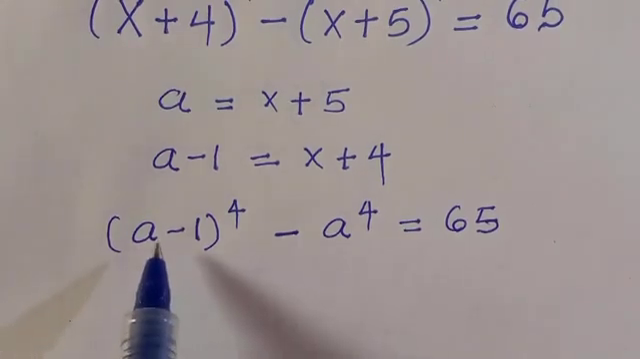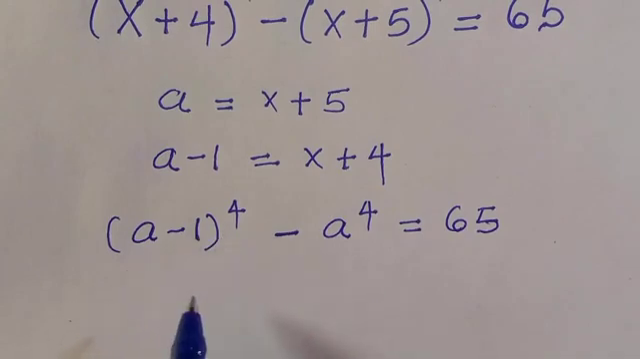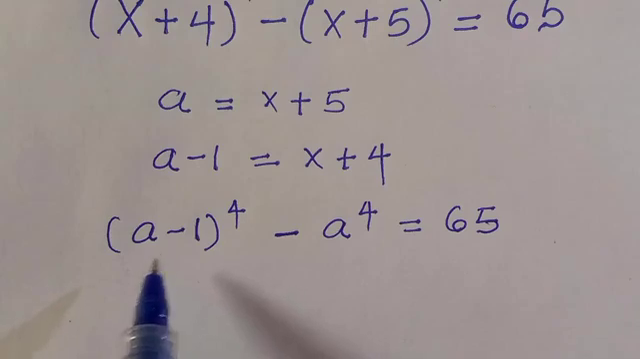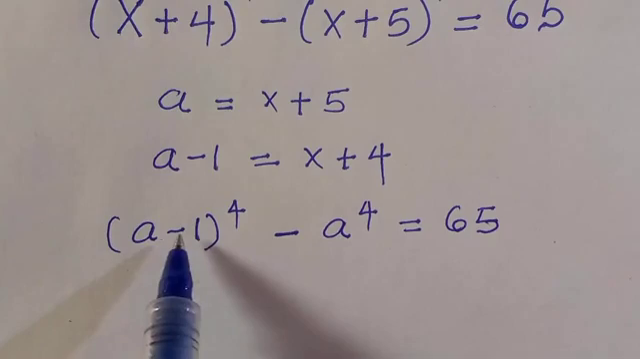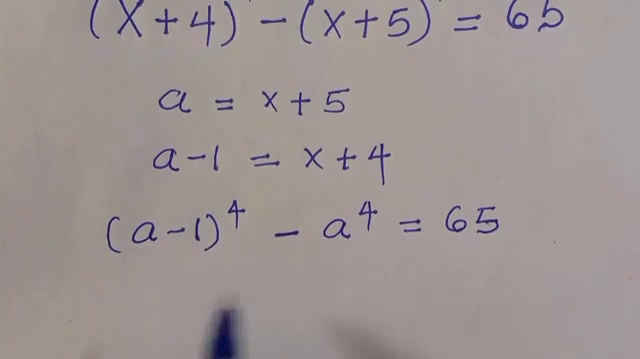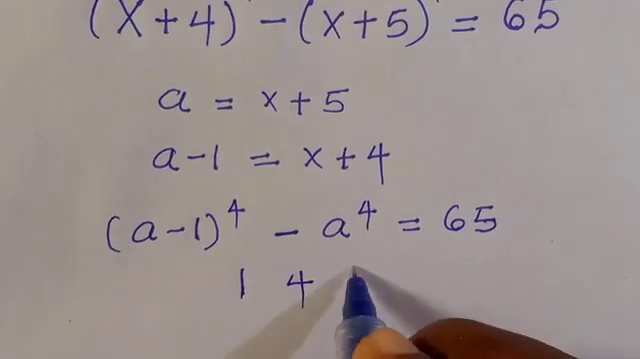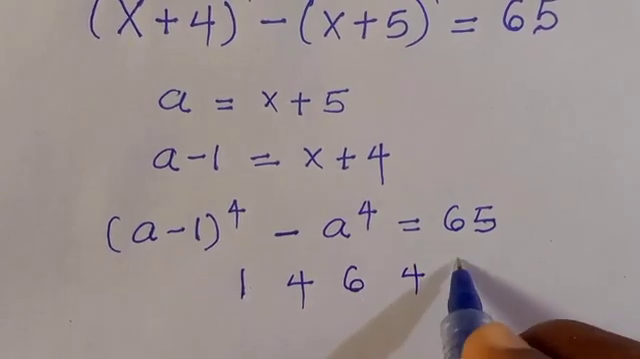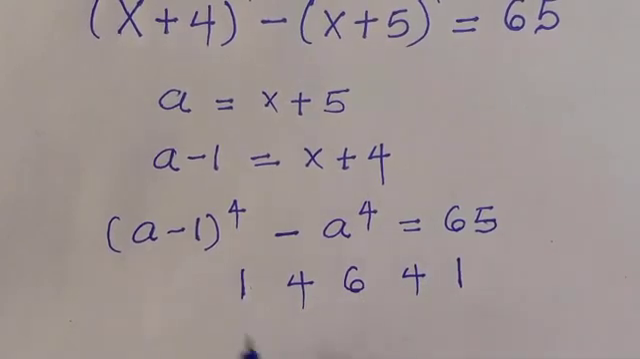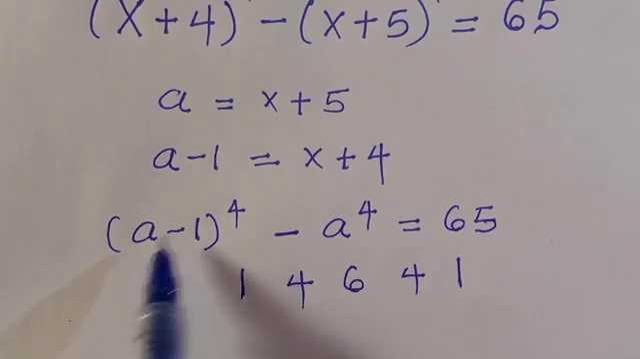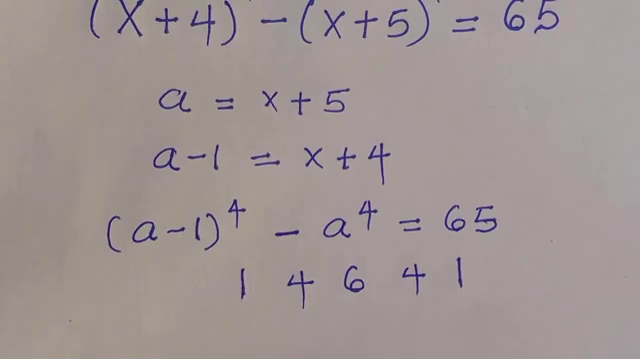Then we have (a minus 1)^4. We are going to expand this by considering the Pascal triangle coefficients. So for this expansion of (a minus 1)^4, we recall the coefficients by the triangle, which are 1, 4, 6, 4, 1. All these are the coefficients of the 5 terms we are going to get when we expand this.